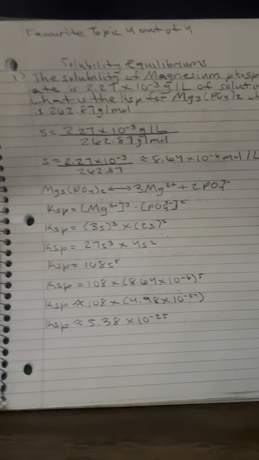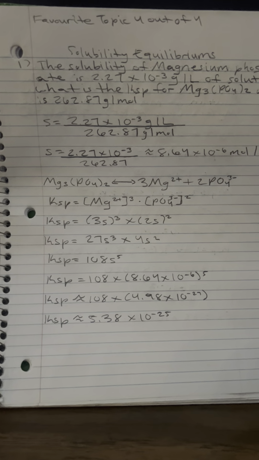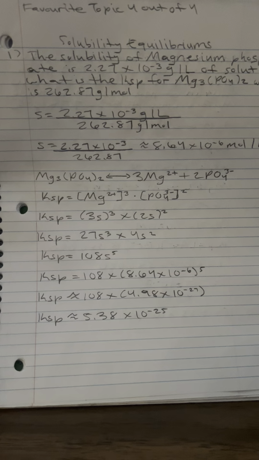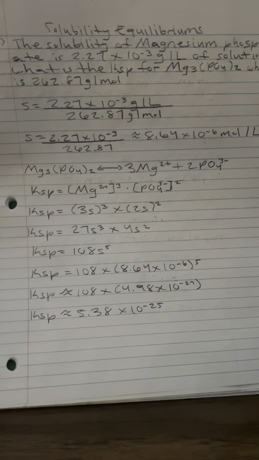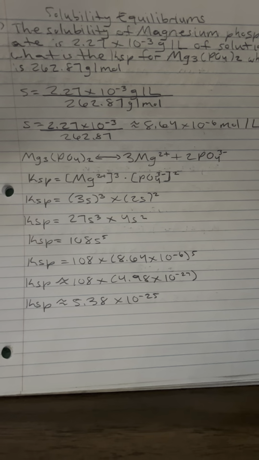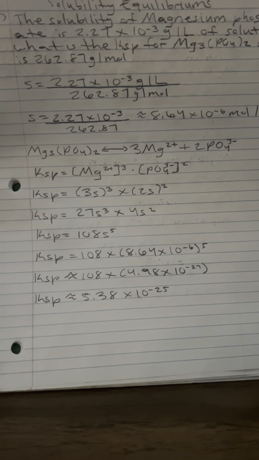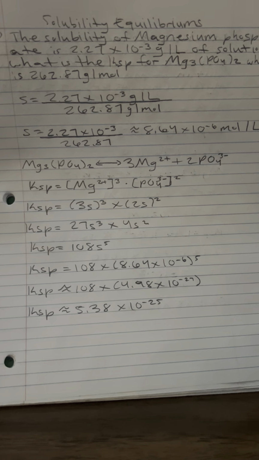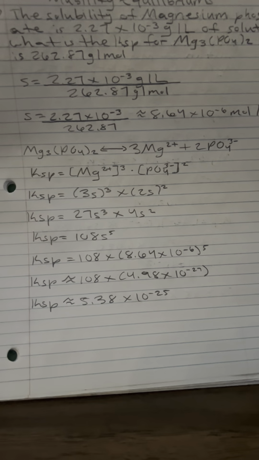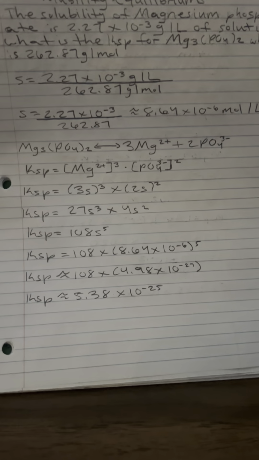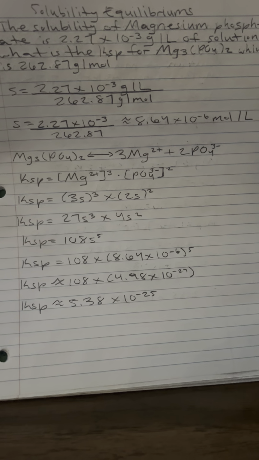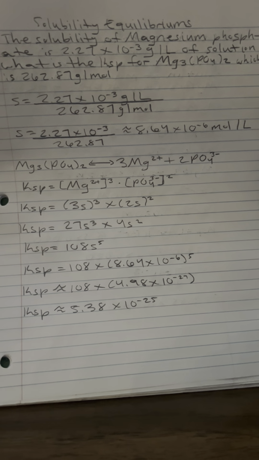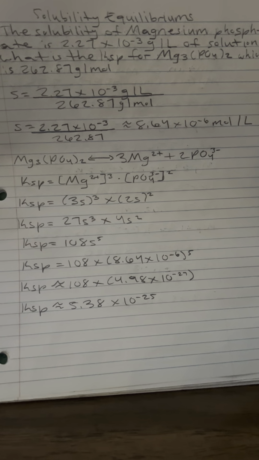So you write the equation first. You have Mg3(PO4)2, which is 3Mg2+ plus 2PO4^3-. Ksp is equal to (3S)^3 times (2S)^2, which is 27S^3 times 4S^2, and Ksp is equal to 108S raised to the 5th power, and Ksp is equal to 108 times (8.64 times 10^-6)^5, and Ksp is equal to 108 times 4.98 times 10^-26, and the Ksp for that is equal to 5.38 times 10^-24.